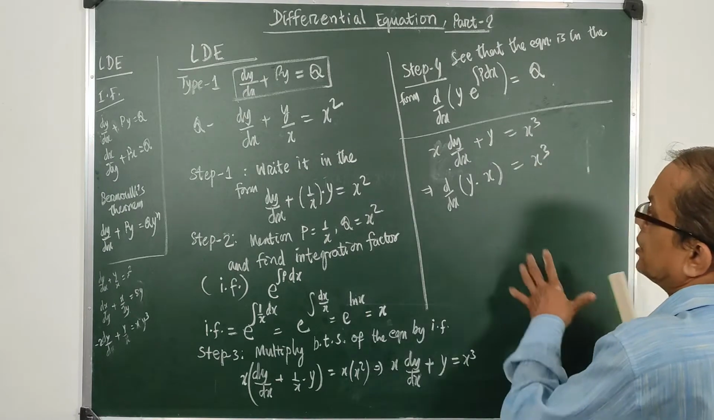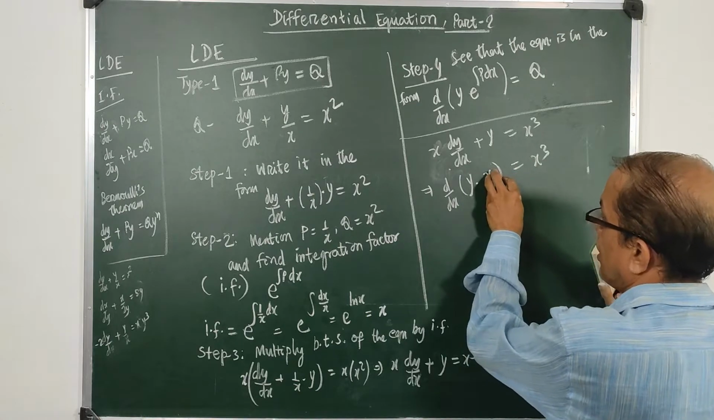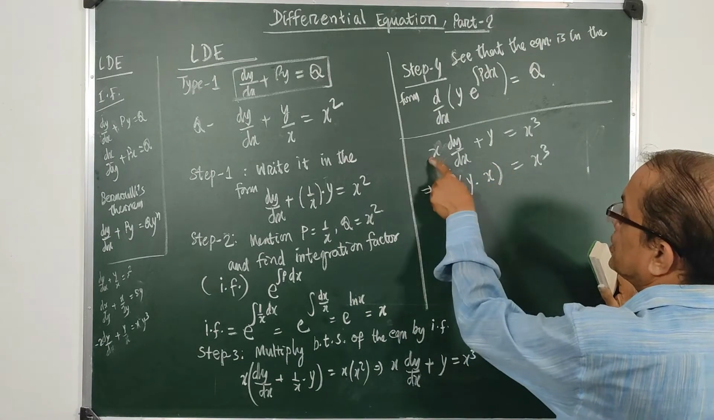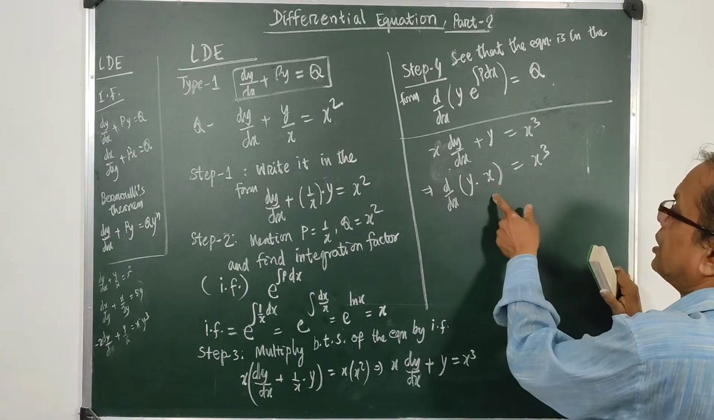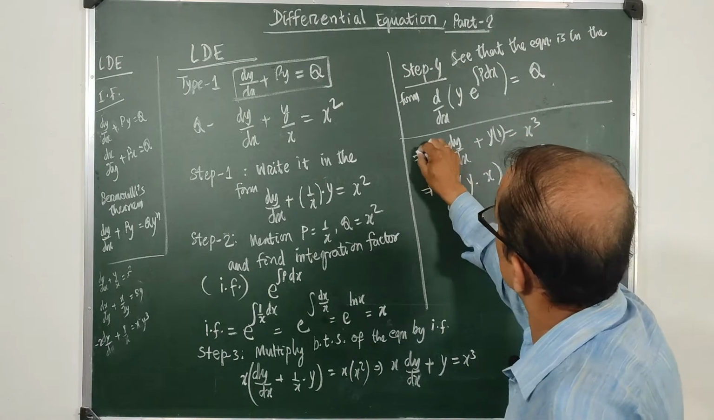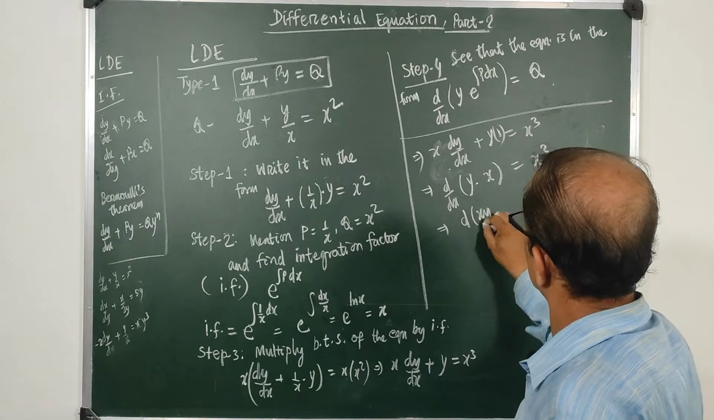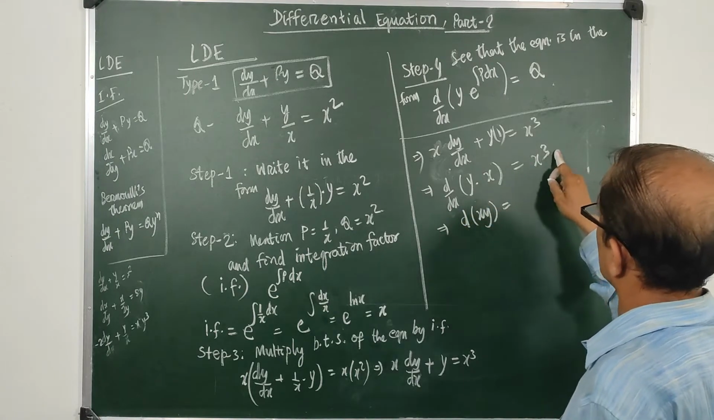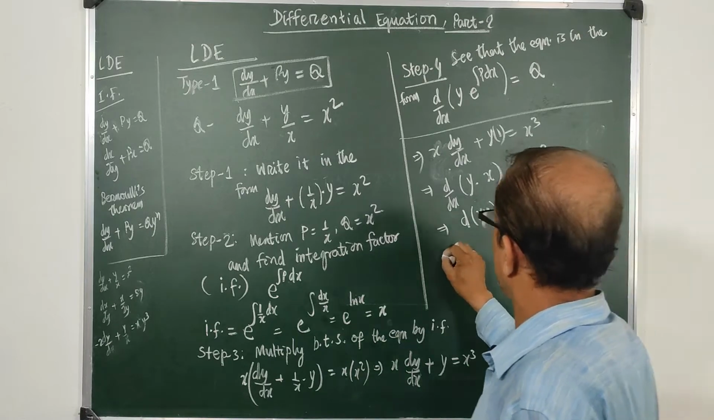We can check if we differentiate yx. Let us keep x and derive y. So x into dy by dx, and then keep y, derive x. Derivative of x is equal to 1. So we have d of xy is equal to x cube dx, as dx goes to that side. Now integrating both the sides.